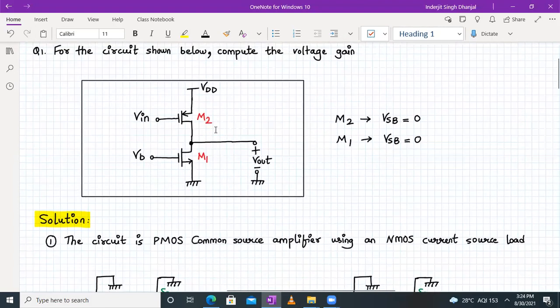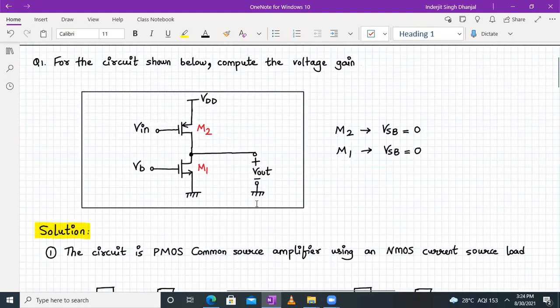Here, this circuit is called a PMOS common source amplifier using an NMOS current source load. That means M2 is my driver transistor and M1 is my load transistor. So this is the circuit. Again, I repeat the name: it's a PMOS common source amplifier using an NMOS current source load.